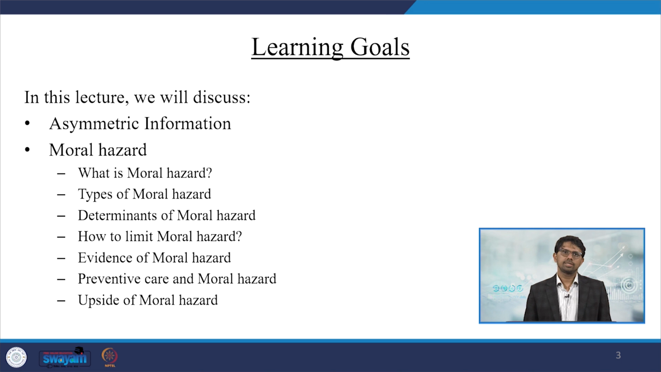In this lecture, we will be emphasizing asymmetric information in economics, and in the economics of health in particular. We will be emphasizing moral hazard. Within this, we will be discussing what moral hazard is, what the different types are, their determinants, how to limit and control moral hazard, and what the evidence of moral hazard is, then preventive care and moral hazard. And the last one to discuss is the upside of moral hazard.